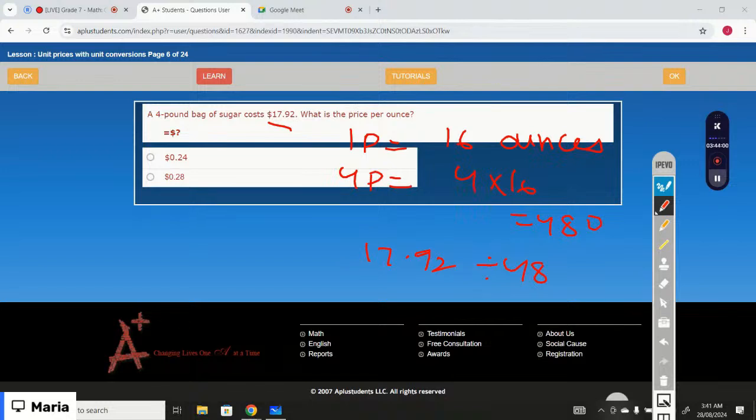The correct option is 17.92 divided by 48 equals 0.24. Option number 1 is the correct option, right?